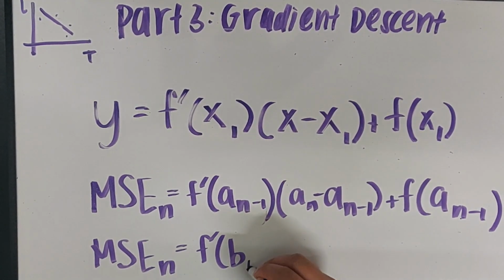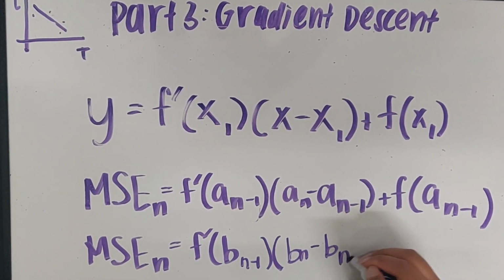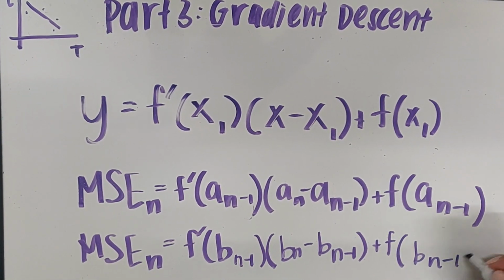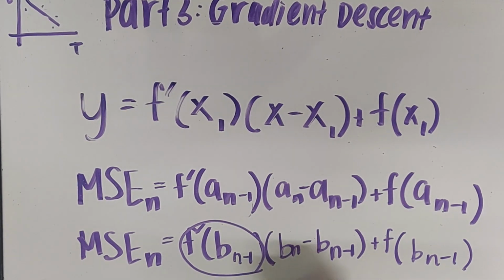As they approach 0, the MSE with respect to a and b will approach its lowest value possible. Once it has approached the lowest value, a sub n will approach a sub n minus 1, and b sub n will approach b sub n minus 1. Once they are within an acceptable range, we can confidently say we have found the line of best fit using gradient descent.